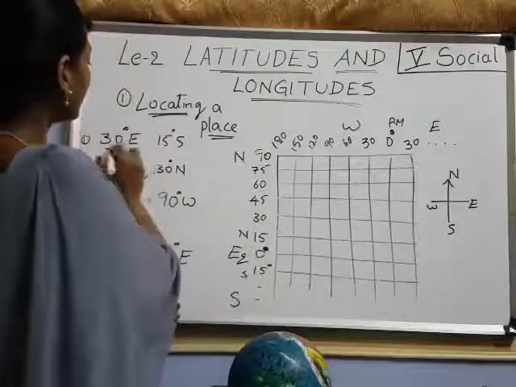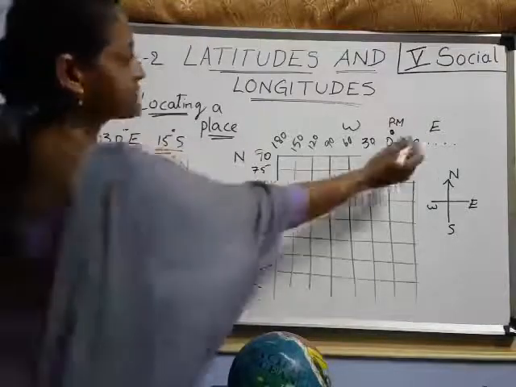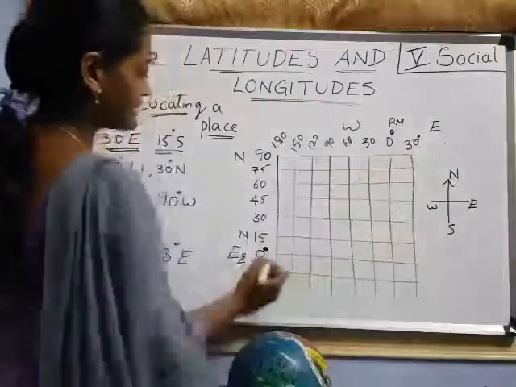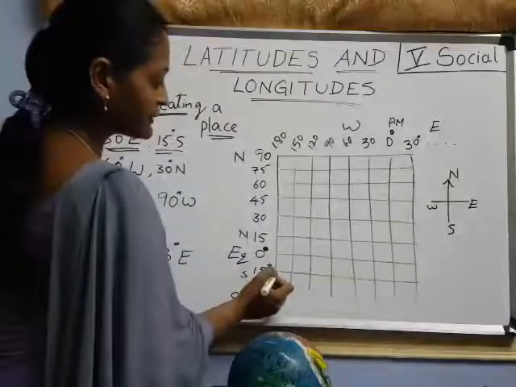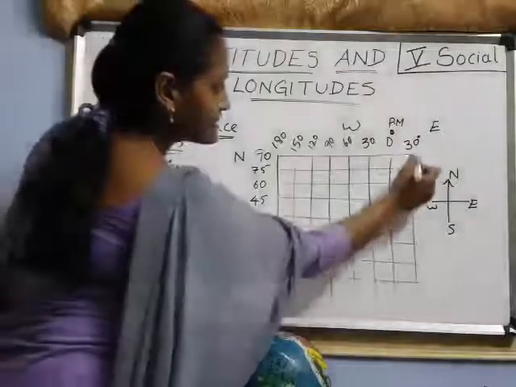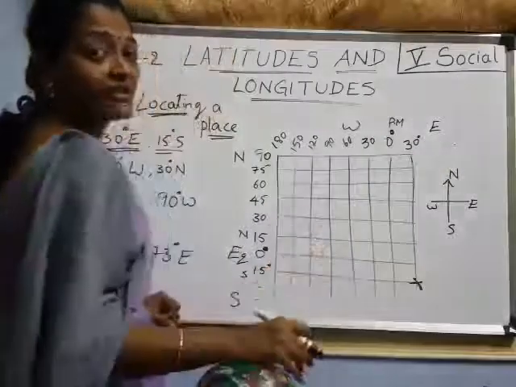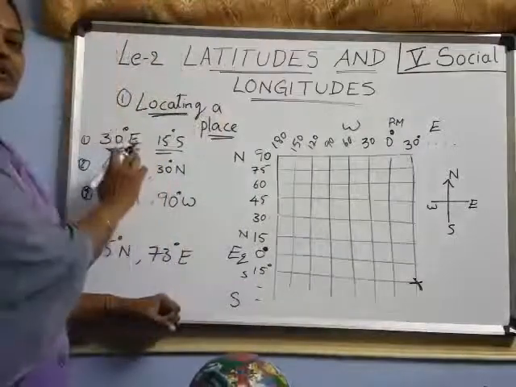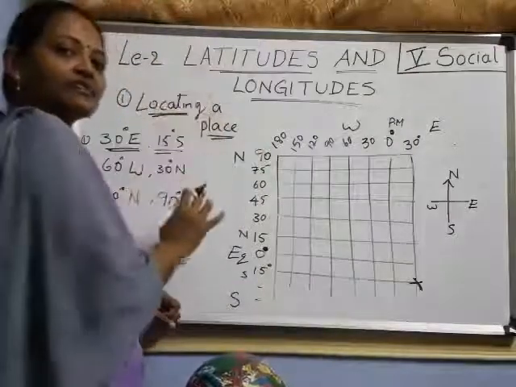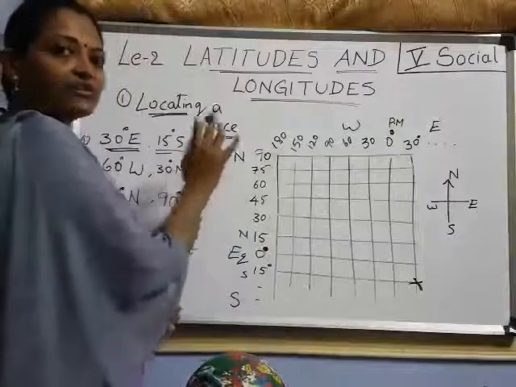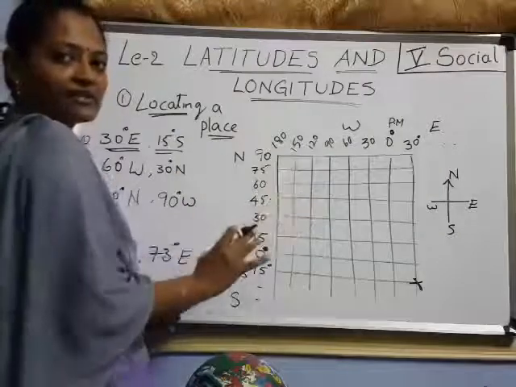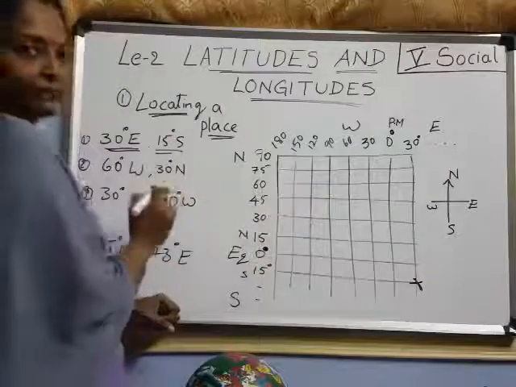So 30 degrees east and 15 degrees south. Where they cut, look at here. This line and this line cut each other at this point. Isn't it? That is the location of this place. If they give the latitudes and longitudes with the directions, then you can locate the place. Have you understood, children?